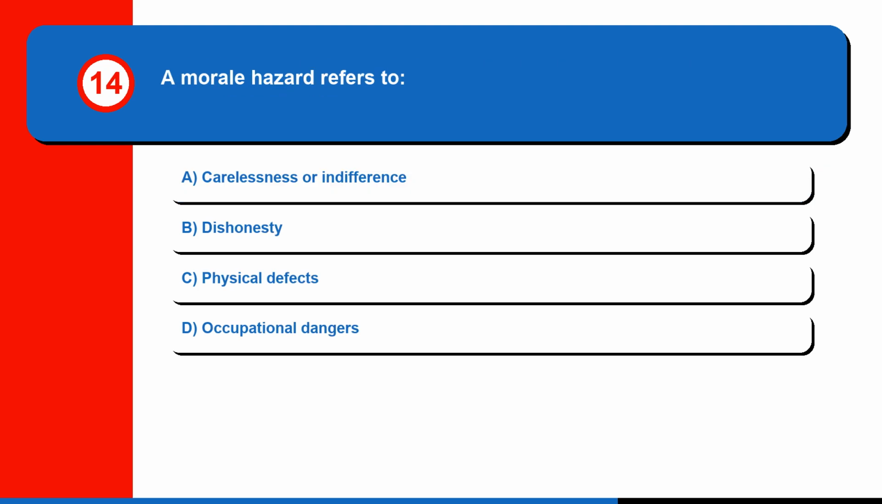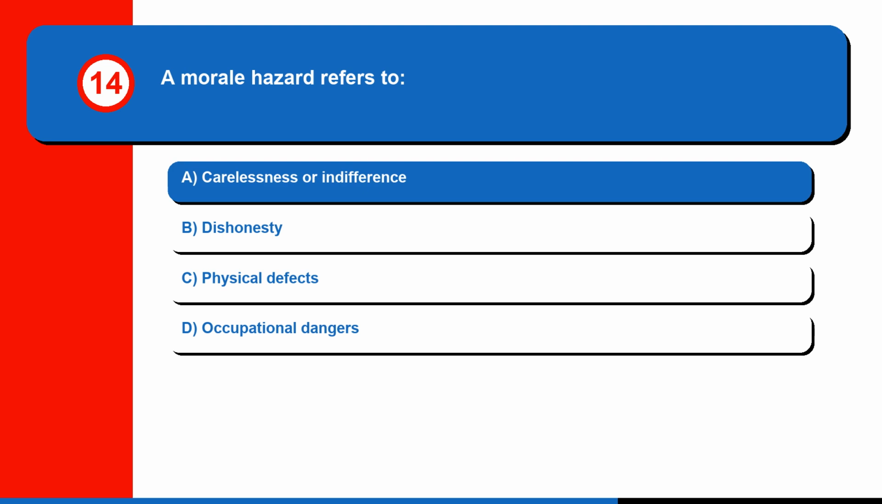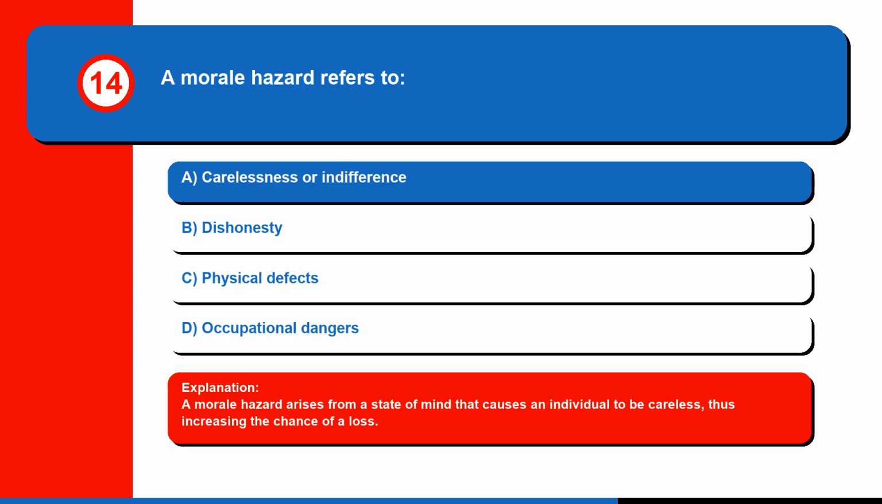Question 14. A morale hazard refers to A. Carelessness or indifference, B. Dishonesty, C. Physical defects, or D. Occupational dangers. The correct answer is A. Carelessness or indifference. A morale hazard arises from a state of mind that causes an individual to be careless, thus increasing the chance of a loss.